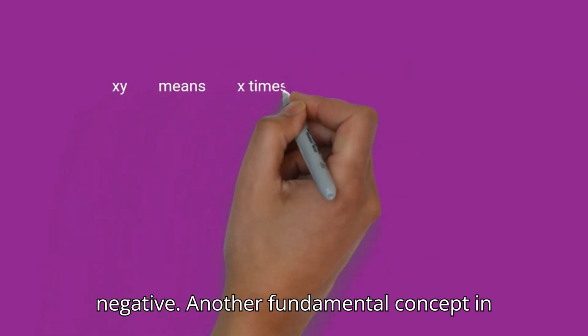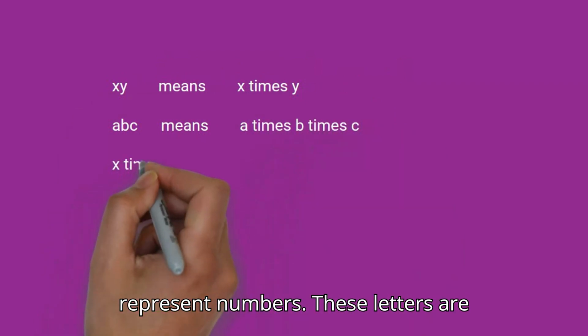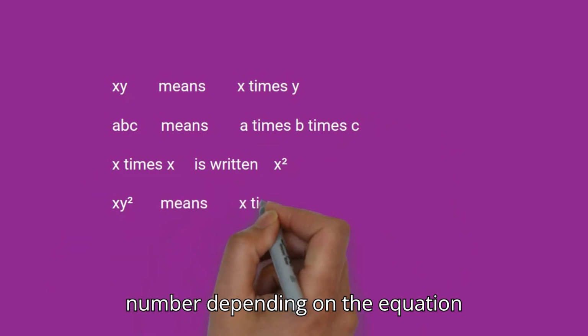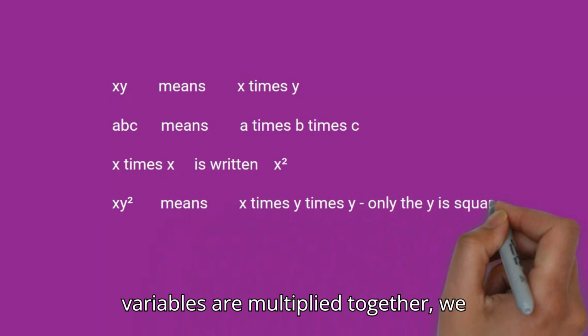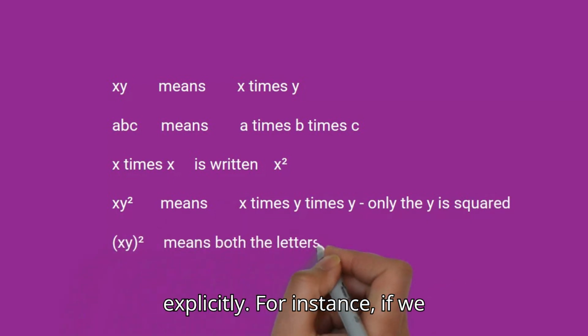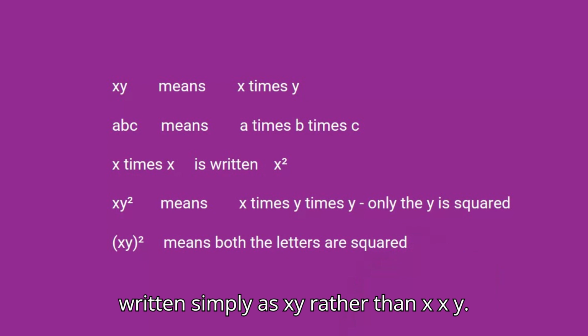Another fundamental concept in algebra is the use of letters to represent numbers. These letters are called variables and can stand for any number, depending on the equation or expression they are part of. When variables are multiplied together, we don't write the multiplication symbol explicitly. For instance, if we multiply the variable x by y, it is written simply as xy, rather than x times y.